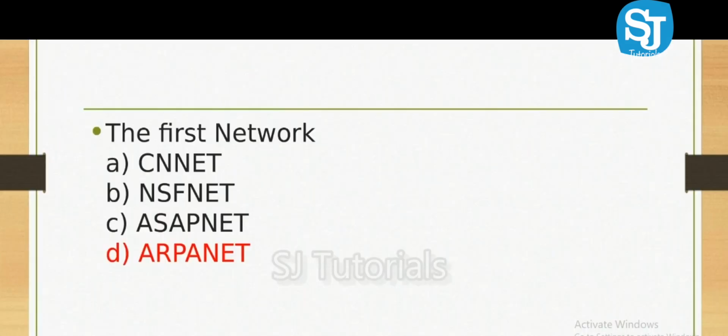Then the next question: the first network is called dash. The options are CNNet, NSFNet, ASAPNet, and ARPANET. The correct answer is D, ARPANET, Advanced Research Project Agency Network. A means advanced, R means research, P means project, A means agency, and Net means network. It is the first network, and also the first network using the TCP/IP protocol stack. The first network was used for army purposes. So the correct answer is ARPANET, option D.